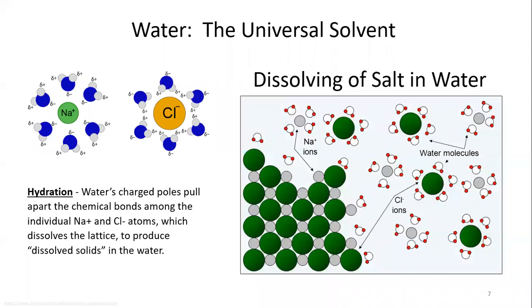Hydration. The water molecule is often called a universal solvent because of its effectiveness in breaking, or hydrating, the crystal lattice to produce dissolved ions. The hydration process may be witnessed by watching table salt dissolve in water. At the molecular level, hydration is where the water's charged poles pull apart the chemical bonds among the individual NaCl atoms, which dissolves the lattice atom by atom to produce dissolved solids within the water.